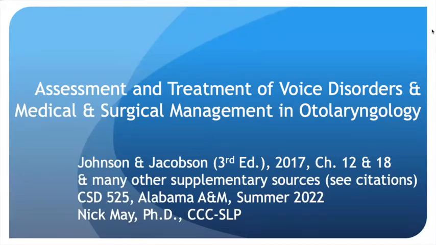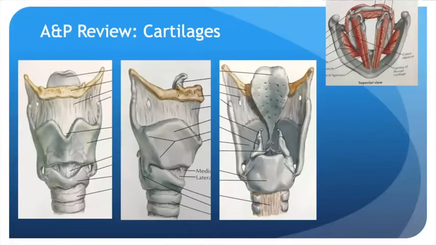This is on assessment and treatment of voice disorders and medical and surgical management in otolaryngology. And this is from chapters 12 and 18 of the Johnson and Jacobson, and also a number of other supplementary sources that I've added. So let's get started with a little bit of a review on anatomy and physiology of the larynx. So first of all, the functions of the larynx include respiration, airway protection, and phonation in order of importance. So the most important function of the larynx is respiration, followed by airway protection, and then phonation.